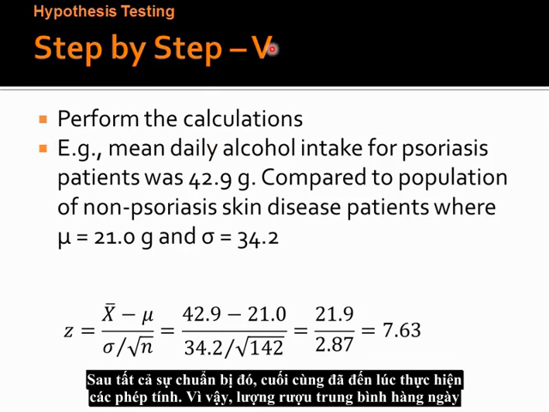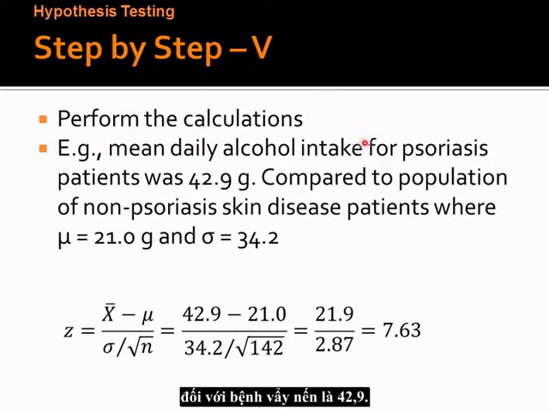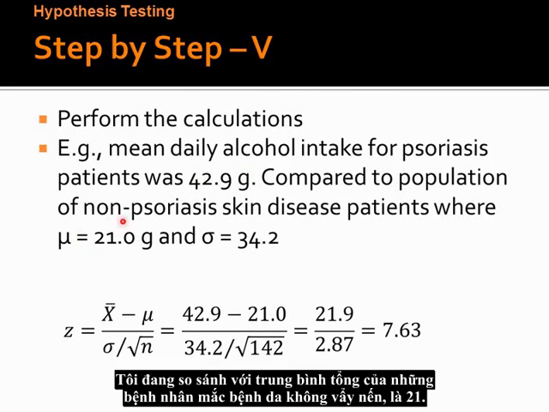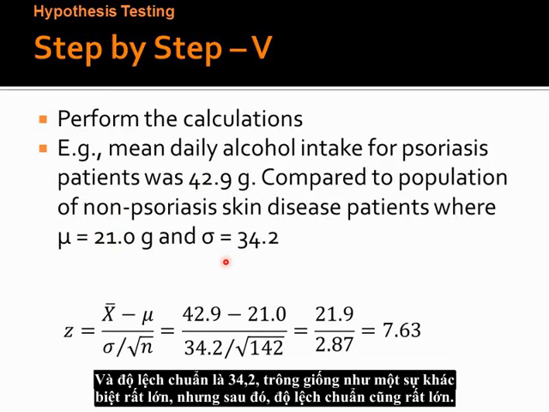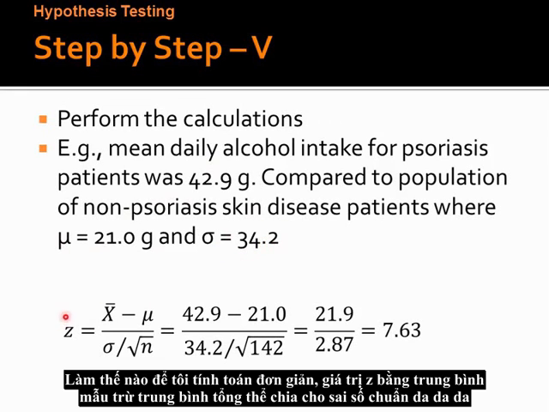After all that preparation, now it's finally time to perform the calculations. The mean daily alcohol intake for these psoriasis skin condition patients was 42.9. I'm comparing to the population mean of the non-psoriasis skin disease patients, where it's 21, and the standard deviation is 34.2. Wow, looks like a very big difference. But then again, the standard deviation is also very big. How do I go about it?